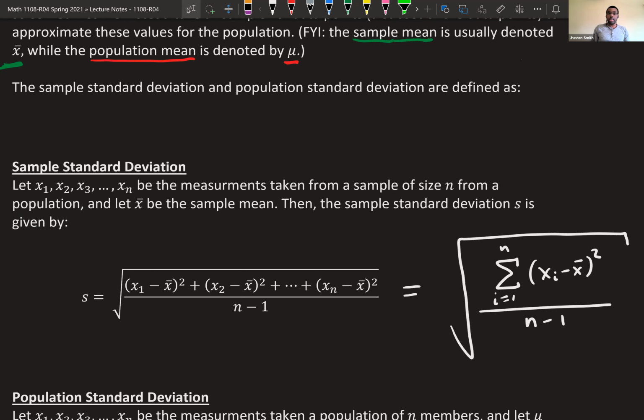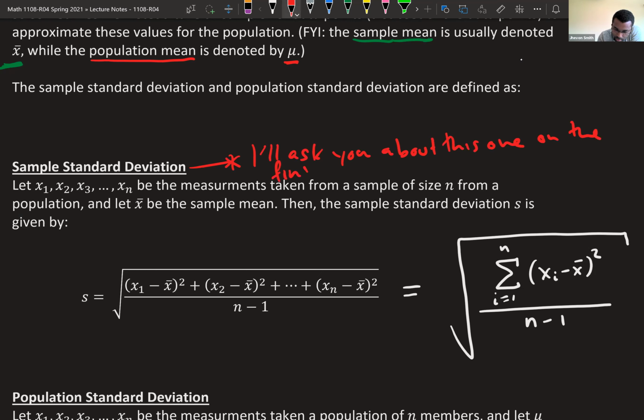Sometimes it's nice to do it in a table format to get to this answer. But that's the formula for sample standard deviation. And this is the one I'll be asking you about most of the time. And again, remember this entire section is in the bonus section, so technically you can get away without this. But I think just knowing that you can plug in these numbers into this formula and get an answer, I think it's worth taking a few moments to practice using this.